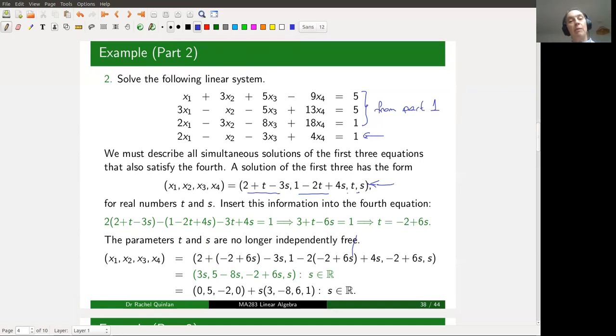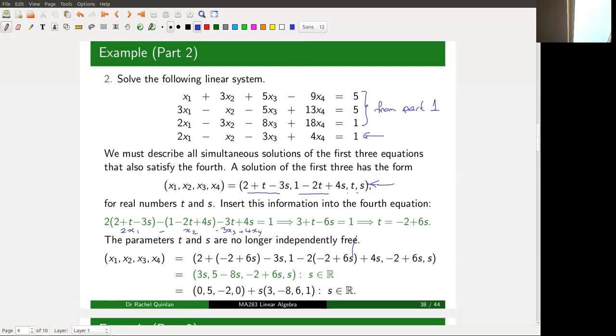Okay, in any case, the fact that we want our solution of the fourth equation to also be a solution of the first 3 means that we can take it that x1, x2, x3, and x4 have this form. So we can put those into equation 4. That will say 2 times x1, so this is the 2x1, minus x2, minus 3x3. x3 is t, plus 4x4 should be equal to 1.